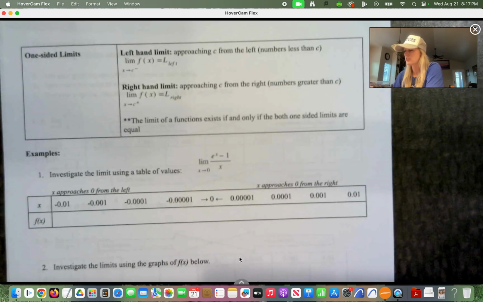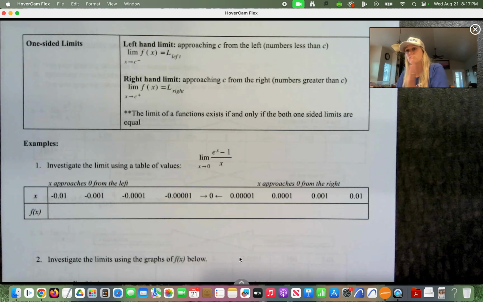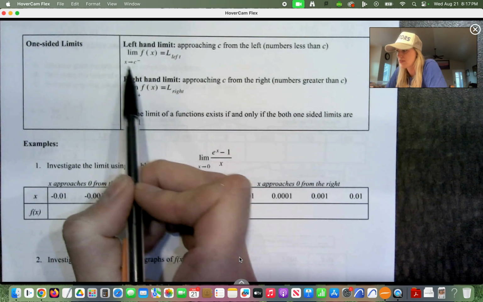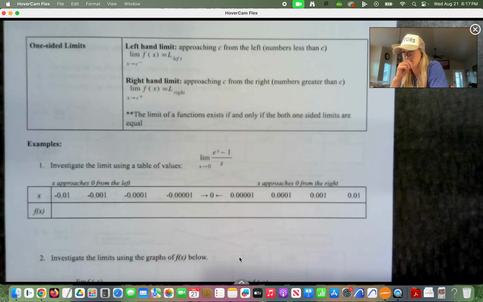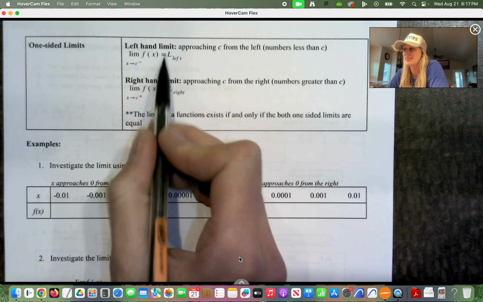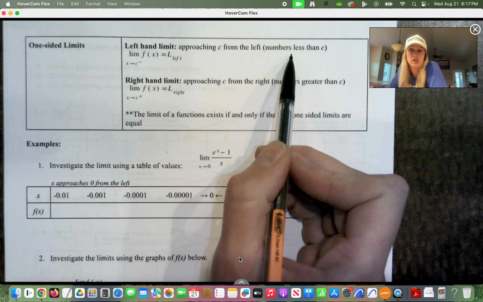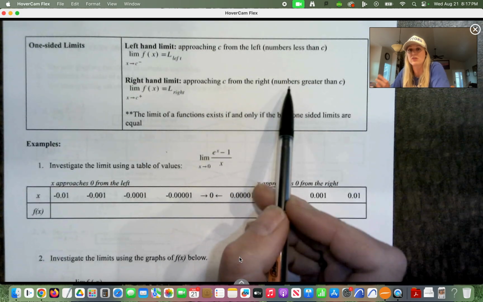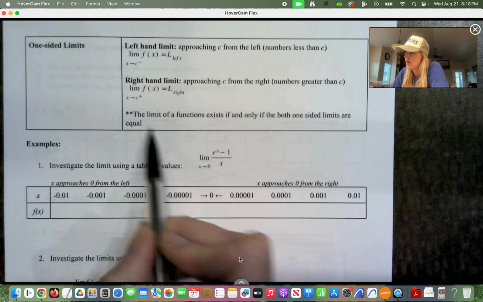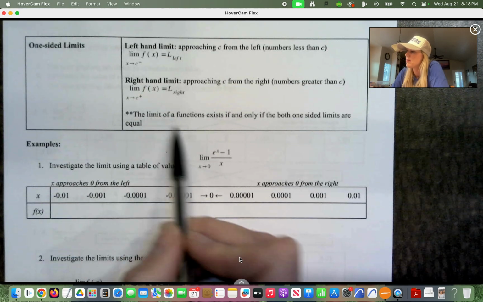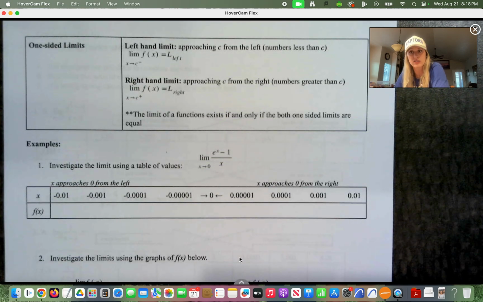I kind of addressed this a little bit, but this is more formal. We can approach c, that x value, from two sides, from the left and the right. This is how we can denote that. If I have x approaching a number with the little negative superscript, that means that's my left-handed limit. I'm approaching numbers from the left side, which means they're numbers that are less than c. A right-hand limit is numbers that are greater than c, and it's denoted with the superscript plus sign. The limit of a function exists if and only if both of these one-sided limits are equal, okay? And we're going to see some examples here.